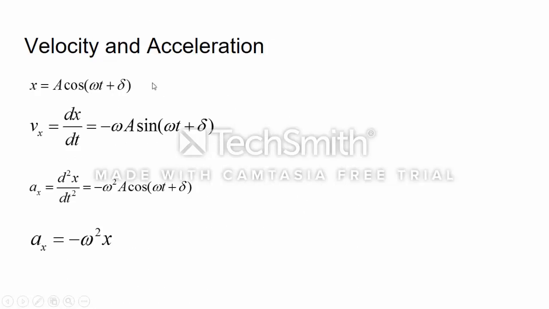Velocity and acceleration. You can get your velocity function by simply taking the derivative of x with respect to time. So velocity in the x equals dx/dt, which is negative omega A sine of omega t plus delta. To get acceleration, you do the same. That gives you this lovely function here. And since x equals A cosine of this lovely equation, you can plug that in for this.